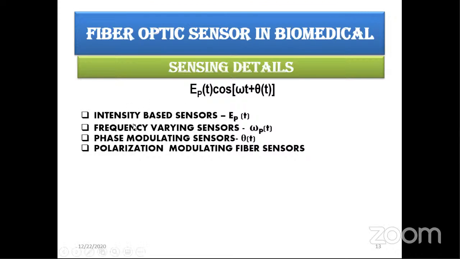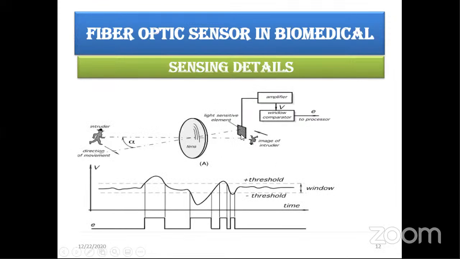Actually, we can form an intensity based sensor. If the intensity of the light is changing, then we can manufacture intensity based sensors. Or if there is any frequency changing, then we can make wavelength varying sensors or frequency varying sensors, because lambda is equal to c by f. So based on that, frequency varying or wavelength varying sensors will be manufactured. And phase modulating, that is angle changes, so based on the angle changes, phase modulating sensors will be manufactured. And polarization modulation fiber sensors are there. So based on these characteristics, the sensors will be used.